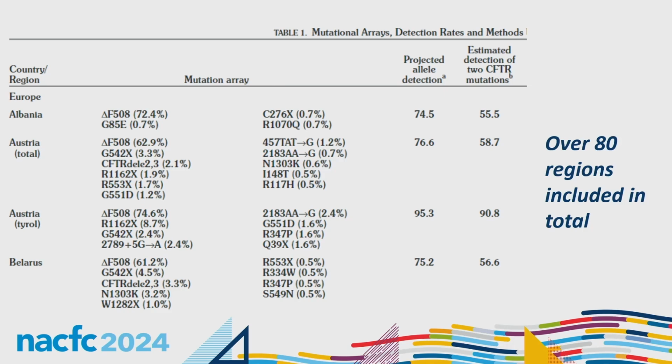And if you can read the small font, which you don't actually have to, but basically what we're showing here is that the allele frequencies of these CF variants are different in different places.